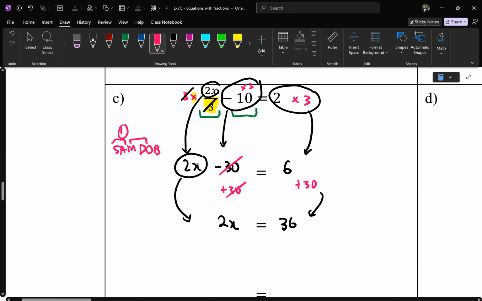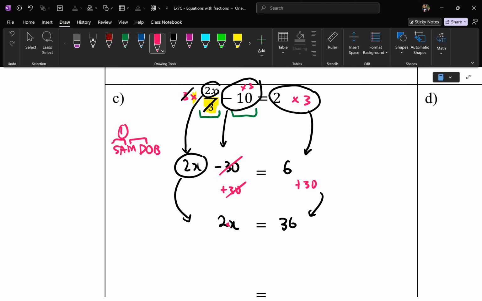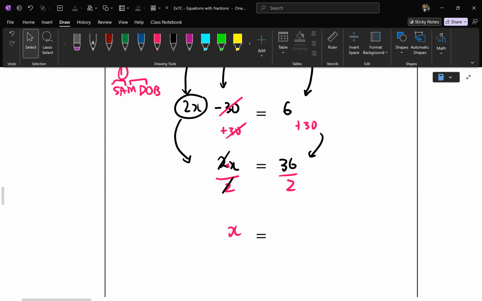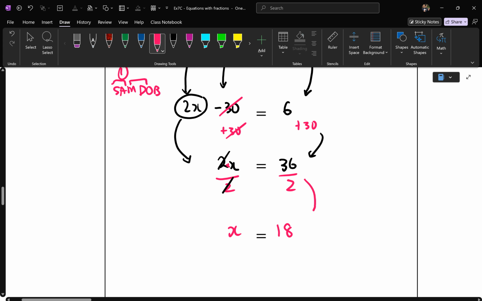Is there multiplication or division? Yes, there is. There's a times 2. Opposite of times 2? Divide 2. Divide this left by 2. Whatever you do to one side, you do to the other. Divide this side by 2. Here we go. 2 divided by 2 cancels out. X is equal to 36 divided by 2. 13. No. Double 13 is 26. I want 36 though. Oh, yeah. 18. Beautiful. I got mixed up.